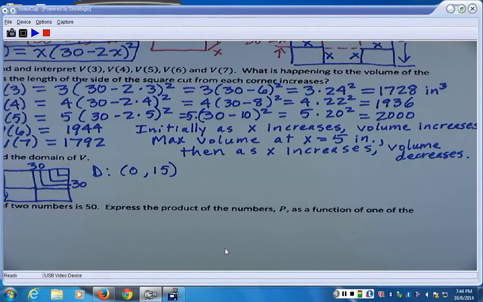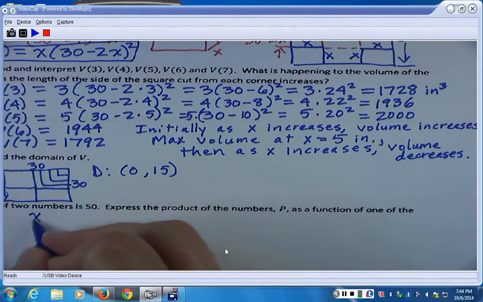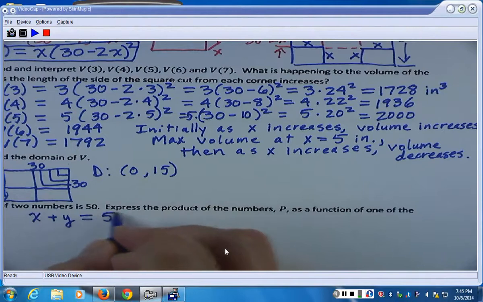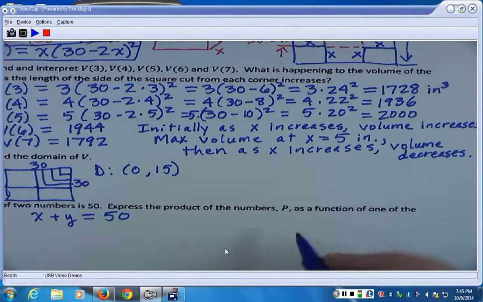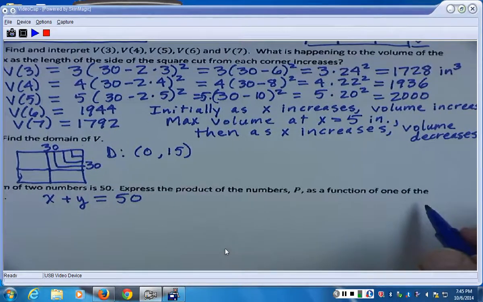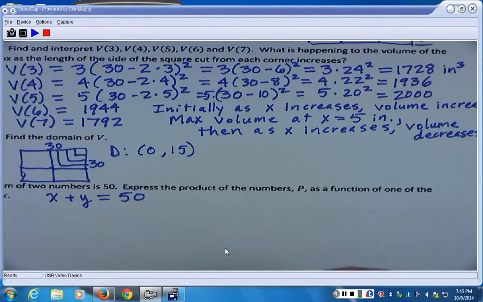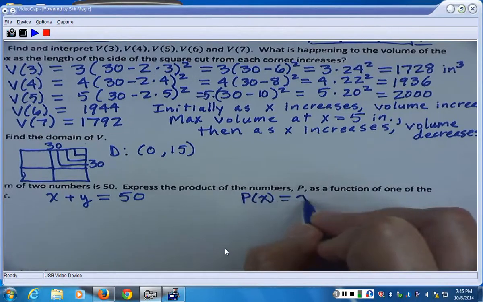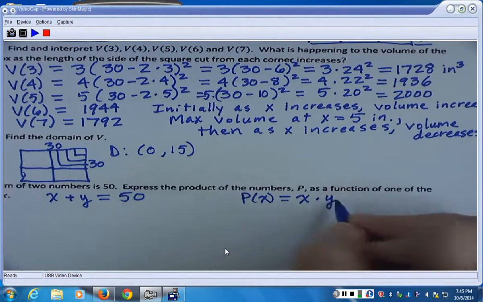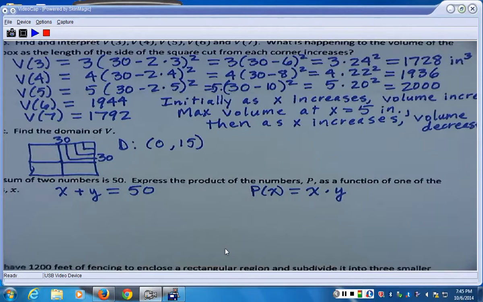Okay, we're going to find the sum of two numbers is 50. So let's just call the two numbers x and y. That's our first equation. X plus y equals 50. Express the product of the numbers p as a function of one of the numbers x. So our product of x will be x times y. That's the product. But we want it all in terms of x, so we need to get rid of this y.